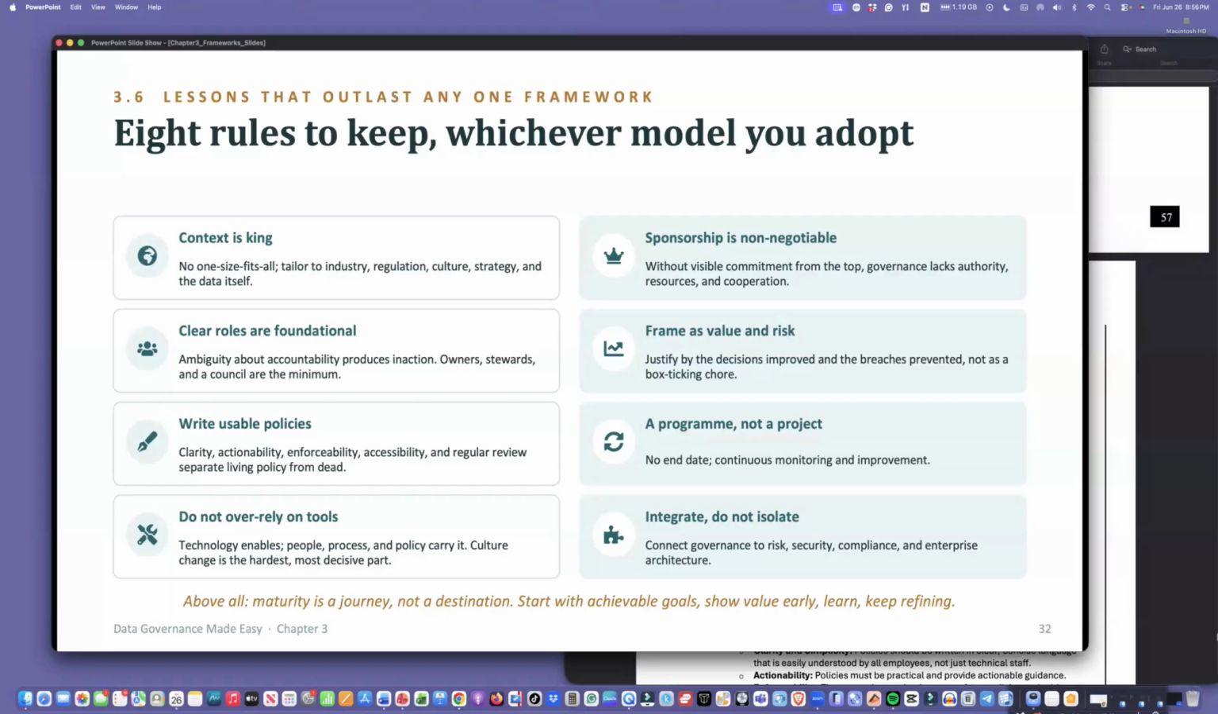Technology enables; people, process, and policy carry it. The culture change is more difficult and more decisive. People will not change because the technology has come. You can use technology to enforce, but people will sometimes fall back to their old behavior when you are not looking. So you have to let them understand the policy and buy into it. Communication and understanding are more important than just developing and deploying the technology.